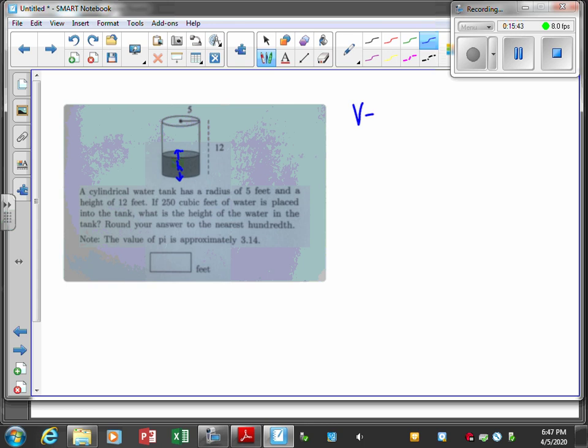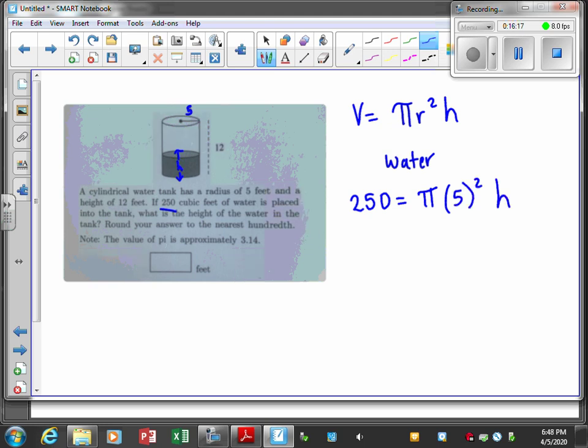Alright, so the first thing we need to know is that the volume of a cylinder is pi r squared, which is the area of a circle, times the height. But we only care about the water part and not the entire cylinder. So they tell us 250 cubic feet of water, so we know the volume is 250. We do know the radius, because they told us the radius is 5, it's right there. So 5 squared, and we're looking for the height. What is the height? So we're looking for h. Our goal is to solve for h.